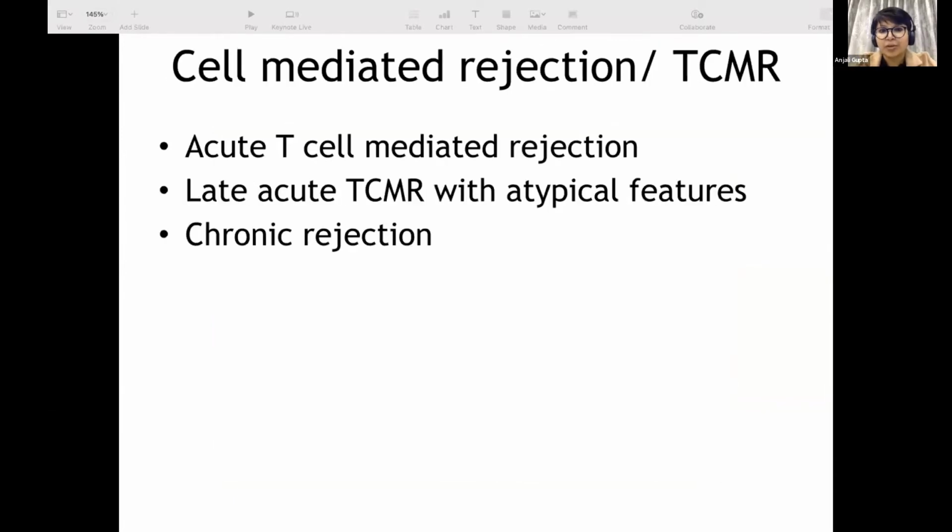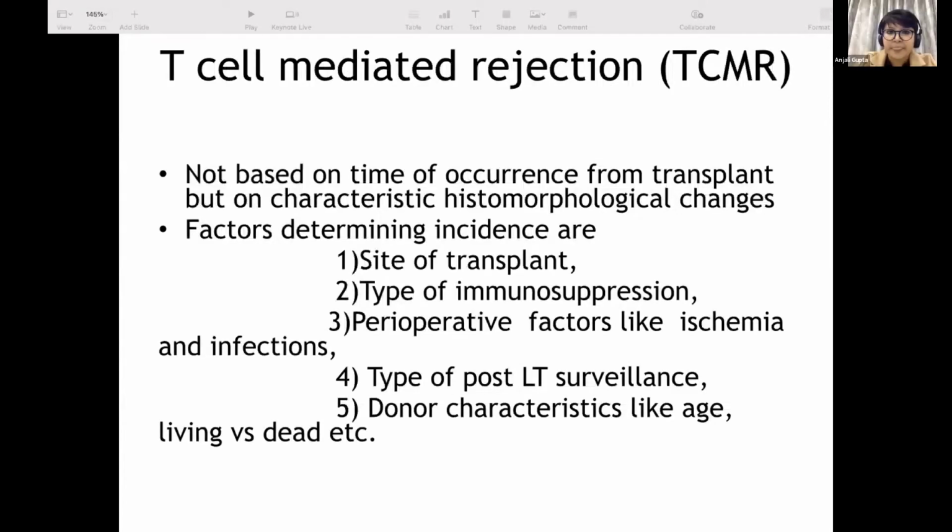Now that we are talking about rejection, it is of two types, the antibody mediated and cell mediated. First I will discuss the cell mediated rejection, which is of three types: acute T cell mediated rejection, nowadays just called TCMR; late acute T cell mediated rejection with atypical features; and chronic T cell mediated rejection. Next slide, sir.